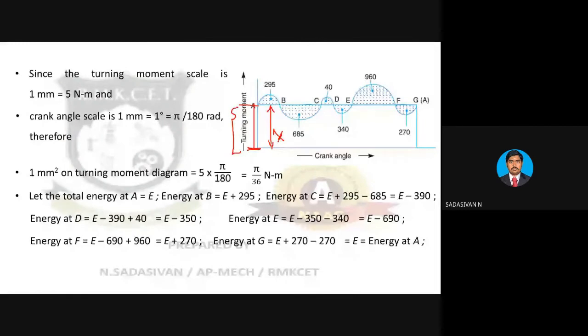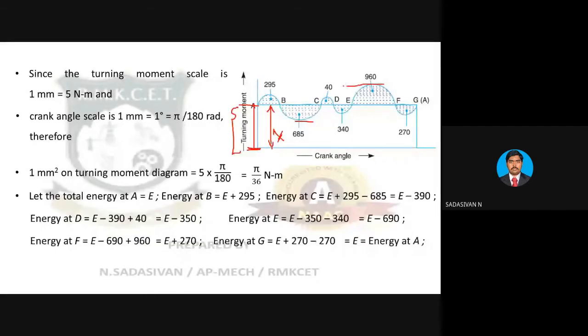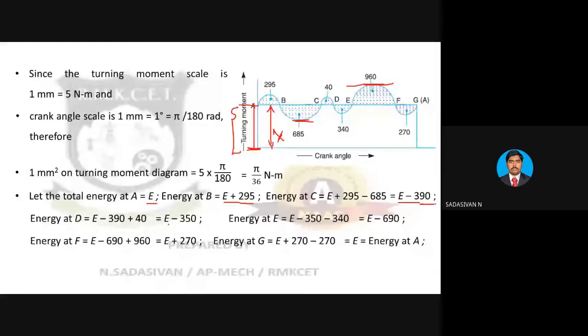What is the highest point in energy here? The lowest point in energy here? This can be misleading. It is not a proper way to just look at the graph and decide it. So how can you do it? You can see mathematically all the numbers. I will underline all the answers. Plus E plus 295, E minus 390, E minus 350, E minus 690, E plus 220, E.